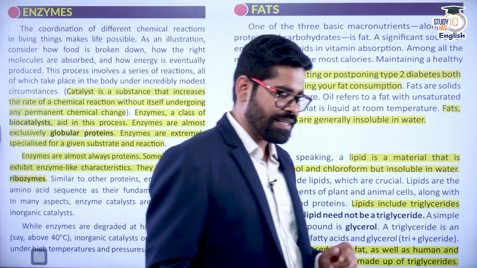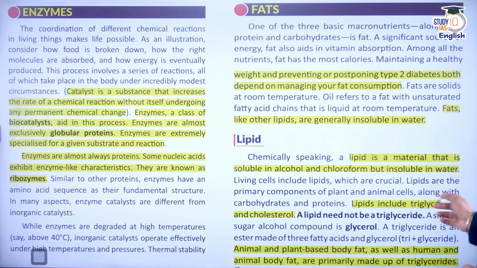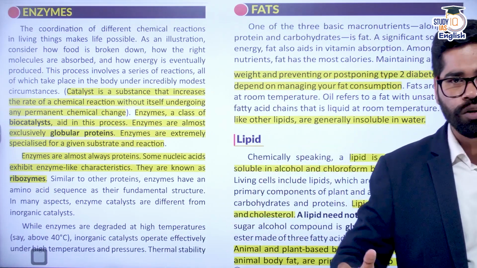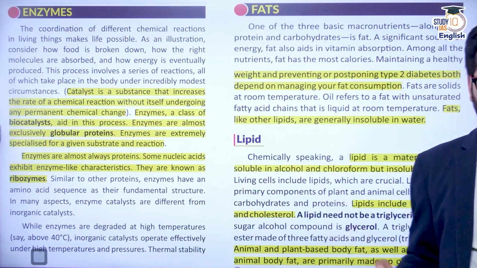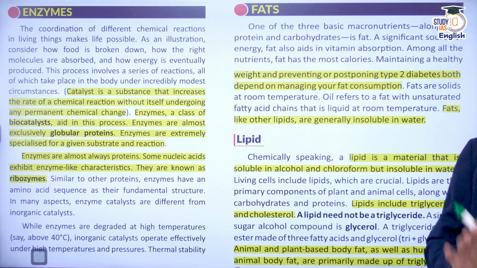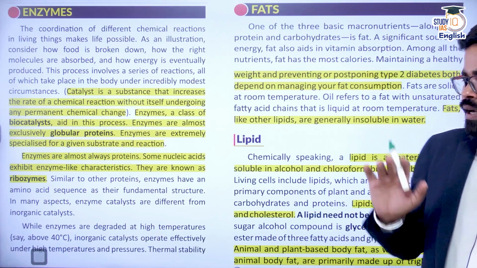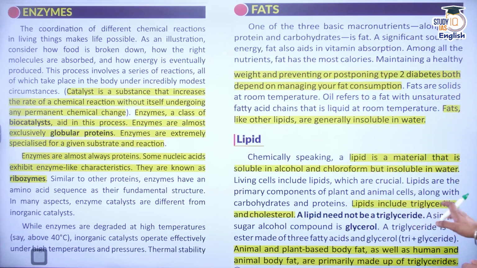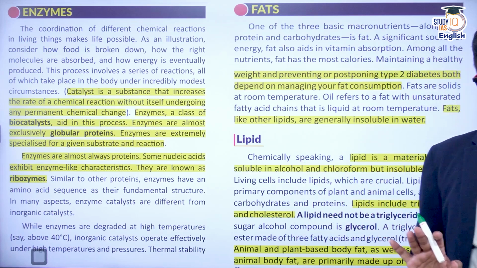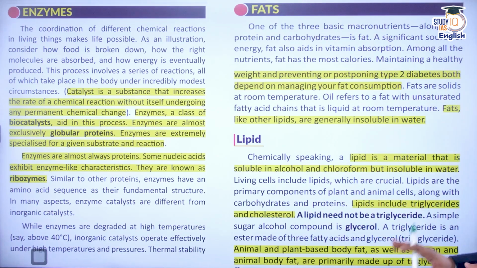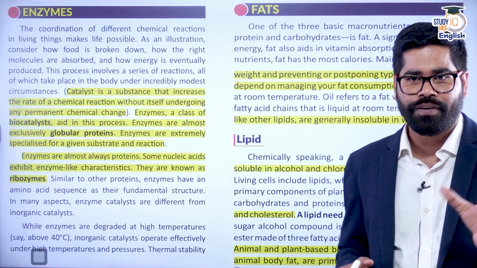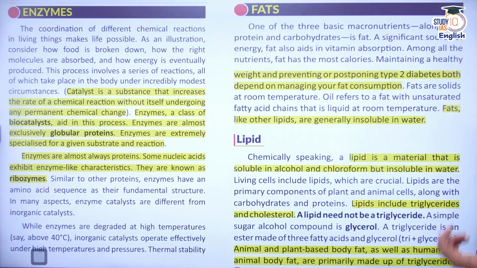If we talk about lipids, a lipid is basically a material that is soluble in alcohol and chloroform, but it is insoluble in water. Lipids include triglycerides and cholesterol. The animal and plant body fats are primarily made of triglycerides. The body fats in animals or plants are made up of triglycerides only.